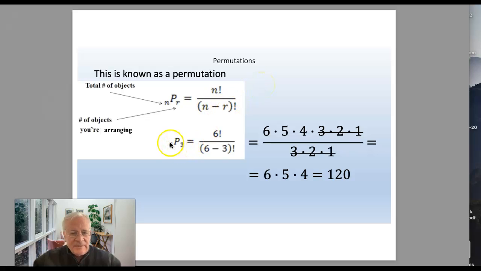So how many ways can we arrange 6, 3 at a time? An arrangement of 3, but picking from 6. It's 6 factorial divided by 6 minus 3 factorial, which is 3 factorial. So again, the 3, 2, 1 goes away on the top and the bottom. We end up with 6 times 5 times 4. That's how we got the 120.